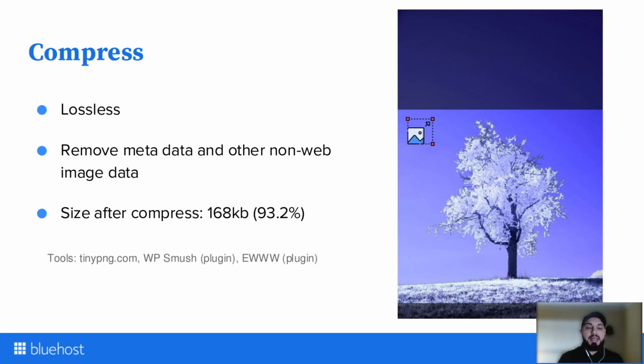And as we can see, after we compress the image, now the total size is 168 kilobytes. So it went down by a total of 93.2%. And you can use tools like tinypng.com to compress the image. Or you can use, again, WP Smush or other WordPress plugins that you install on your website, and they will automatically compress the image when you upload it to the website. So it's more of an automated process.